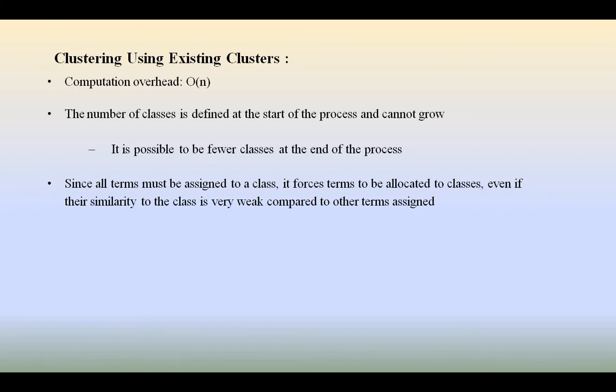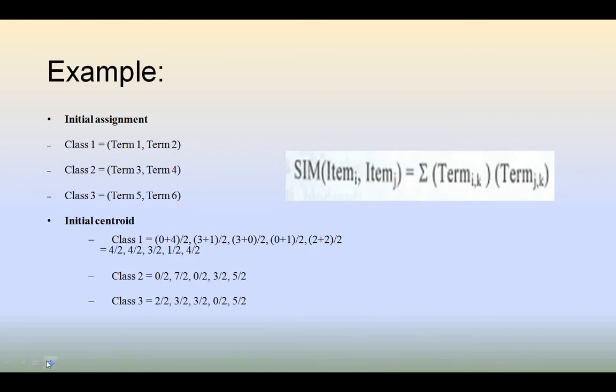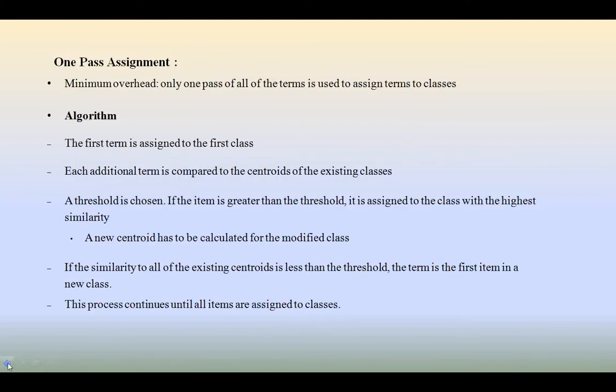It is possible to end up with a few classes at the end of the process. Since all the terms must be assigned, it forces terms to be allocated even if their similarity to the class is very weak compared to the terms already assigned. So for each and every class, the terms are reassigned and reassigned to the allocated classes, and finally we got this particular state. This is our final state. Okay, so like this we can use clustering using the existing clusters.